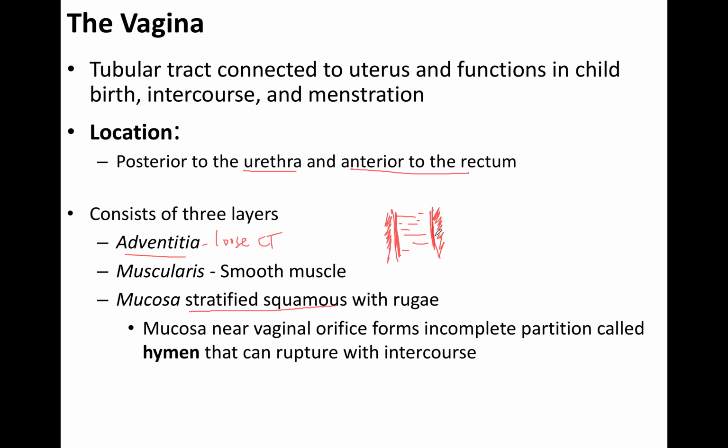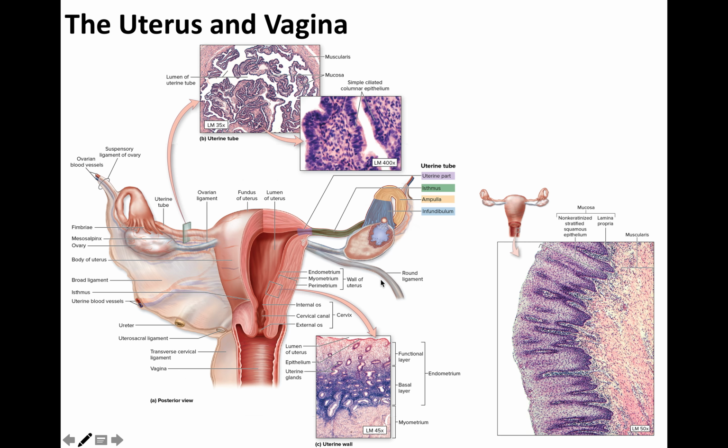So the mucosa near the vaginal orifice or opening, it kind of forms a little bit of a partition right here, and that's the hymen. So the hymen can get ruptured with intercourse, but it's also possible that it gets ruptured in other ways as well. Okay, so let's go over all of that stuff using this picture.